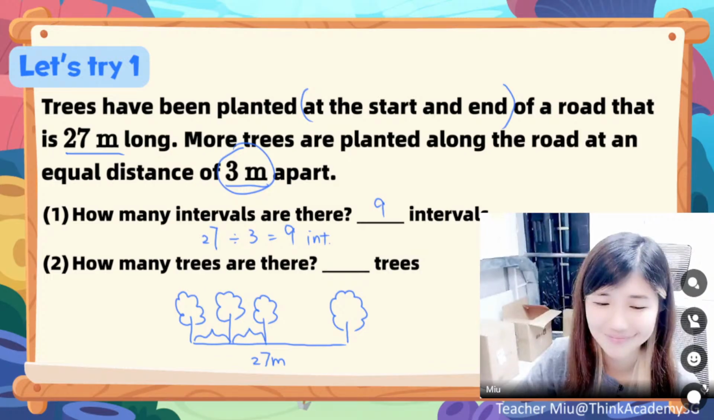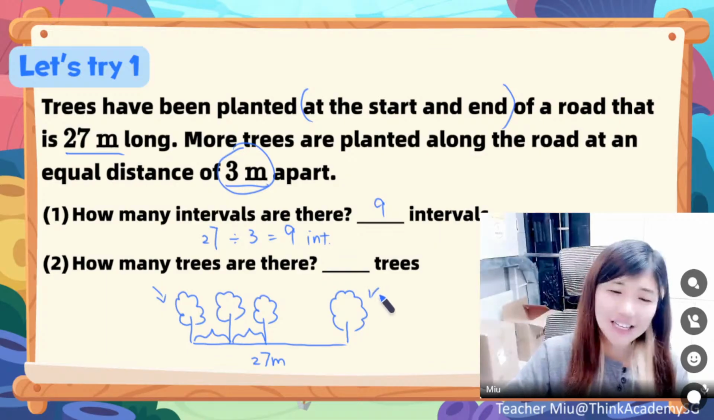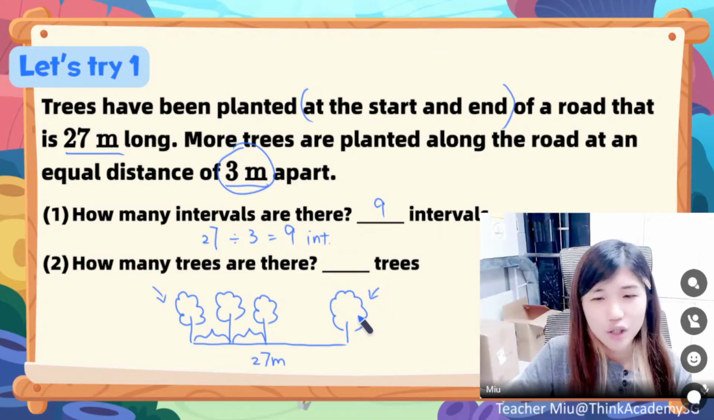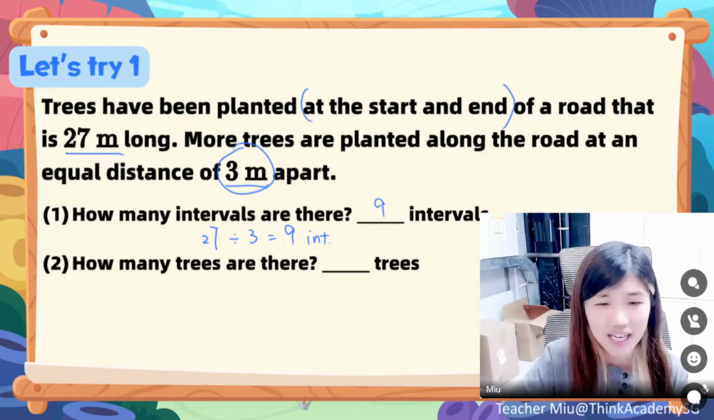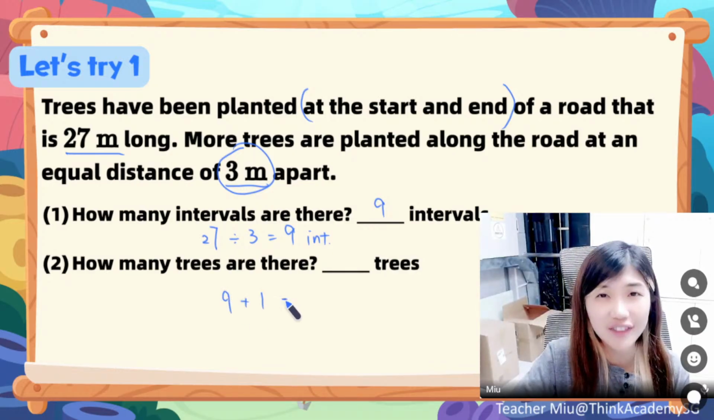Well done. You look at this, you start with a tree and end with a tree. There would definitely be one lonely tree, nobody is pairing up with the last tree. So there must be one more tree than the interval. 9 intervals, but one more tree. So you have 9 plus 1 equals 10 trees.